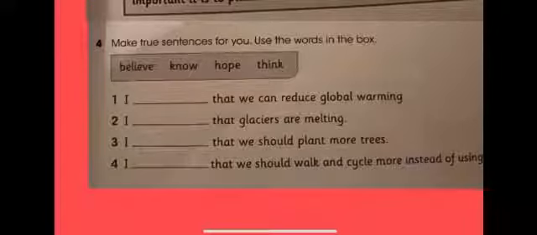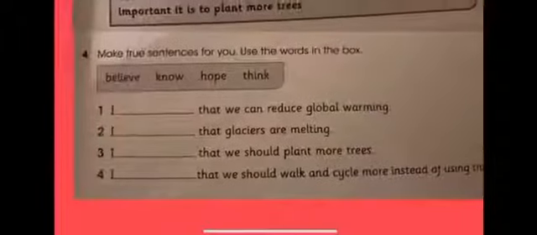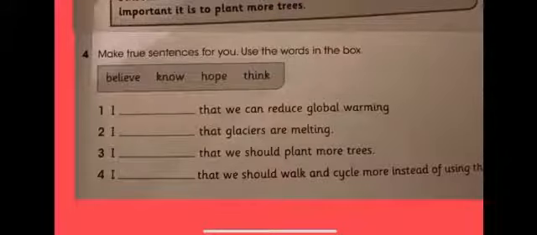I know that we can reduce global warming. I hope we can reduce global warming, or I think we can reduce global warming. I dash that glaciers are melting. I dash that we should plant more trees. I dash that we should walk and cycle more instead of using the car. So just choose the words and fill the blanks.